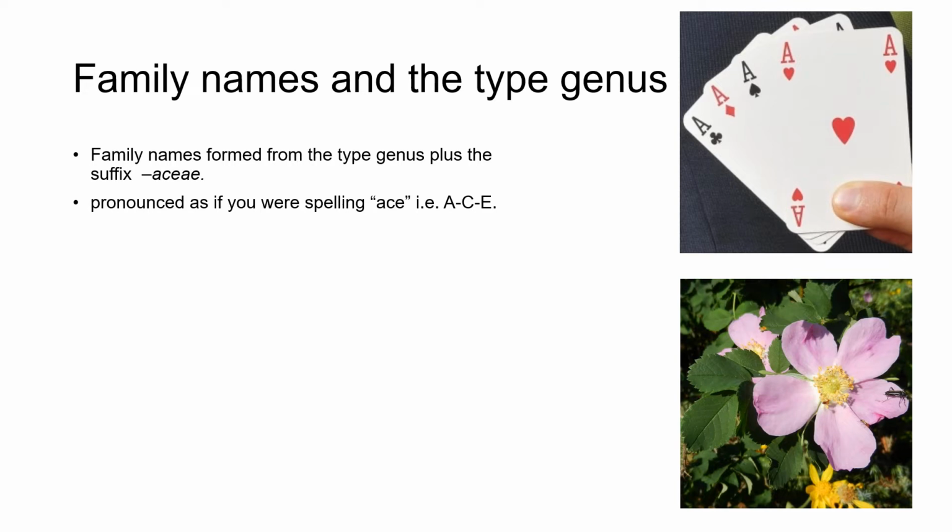Each family has what's called the type genus. This is the genus whose plants most closely demonstrate the characteristics that are typical for that family. ICN rules state that a family name has to be formed from the name of the type genus plus the suffix ACE. If you look at your class plant list, you'll see that all the family names end in ACE, which is pronounced as if you were spelling the word ace in English, ACE. ACE means resemblance. So for the Rosaceae, the rose family, the type genus is rose, and the family name translates as resembling plants in the rose genus.